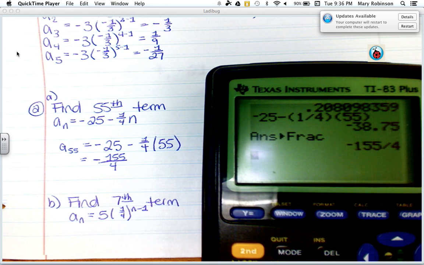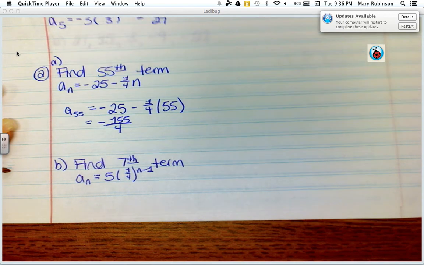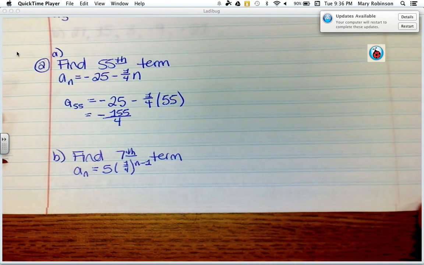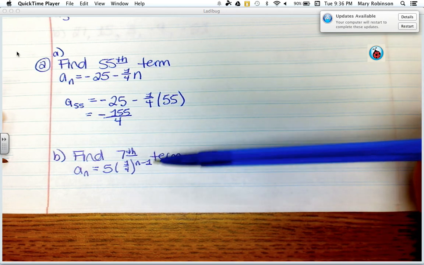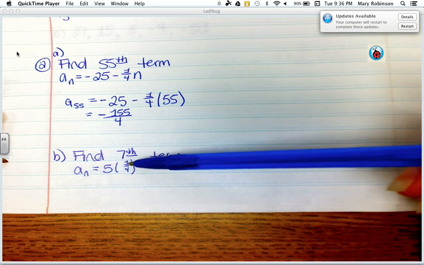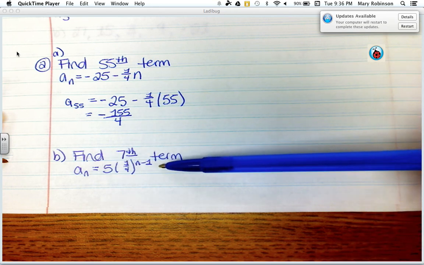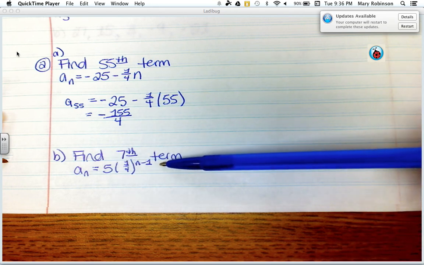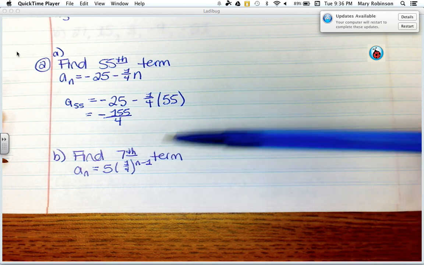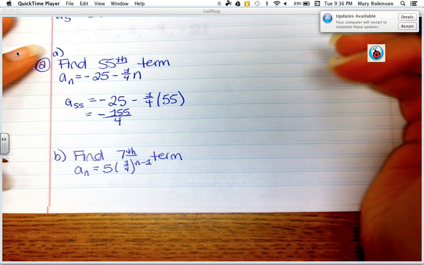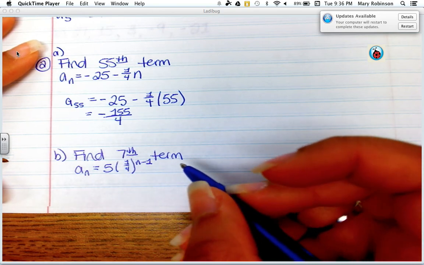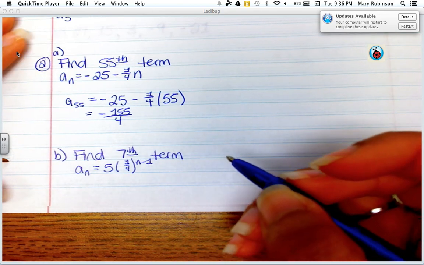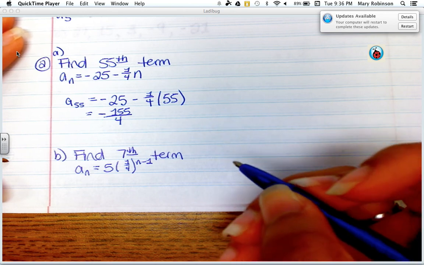Alright, so let's look at B. B says find the 7th term. And we're given an explicit formula again. It's A sub n equals, but this time we have 5 times 1/4 to the n minus 1 power. So this is a geometric sequence. But still we're going to be substituting 7 for n because we want to find the 7th term. An explicit formula tells us any term in a sequence.